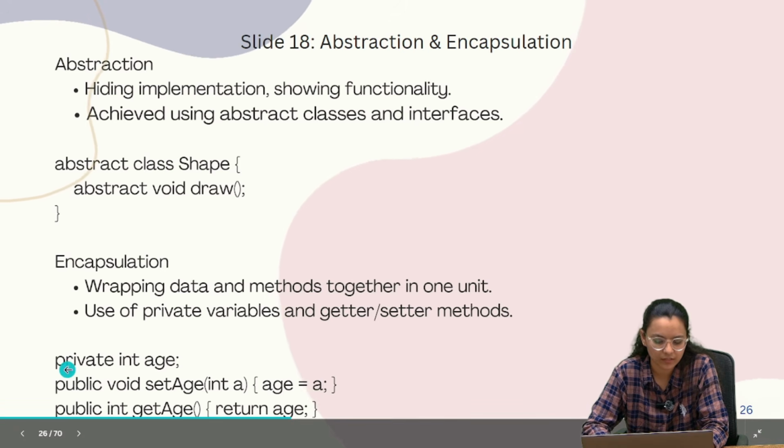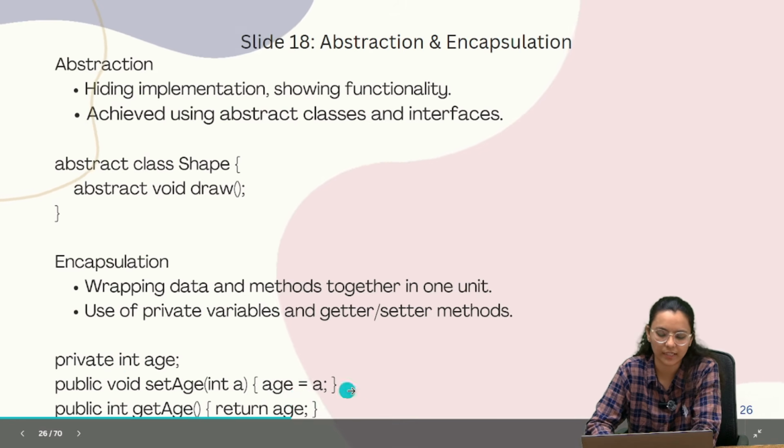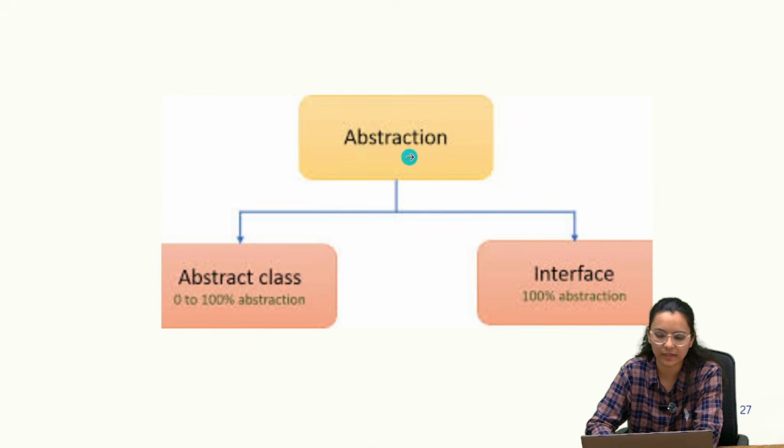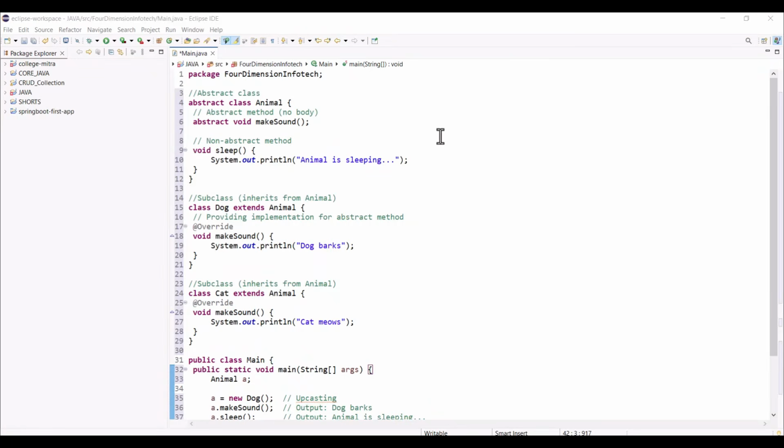So here is one private int age. Public void setAge(int a), and here we write age equal to a. Public int getAge, that is the getter method, return age. Now let's see the diagram. Abstraction with an abstract class can give 0 to 100% abstraction, and with an interface 100% abstraction will be there.